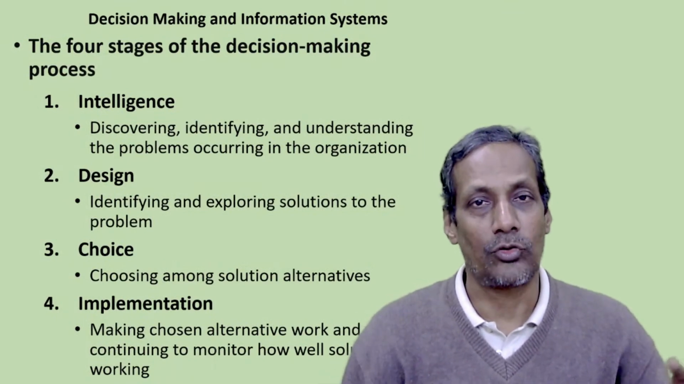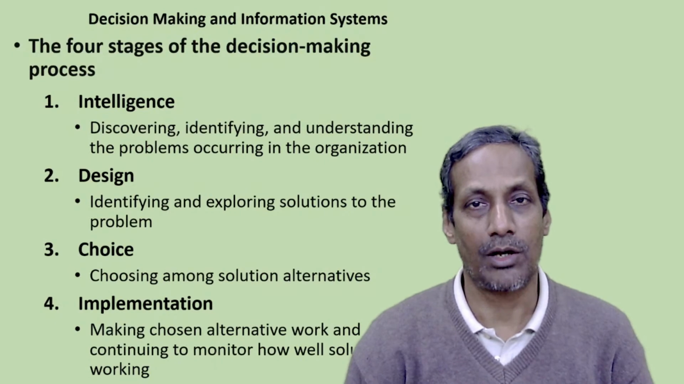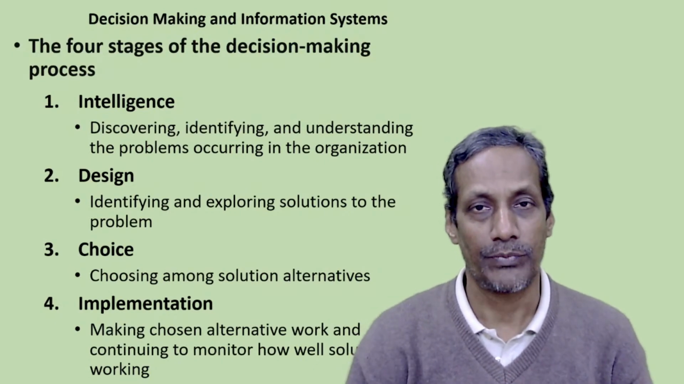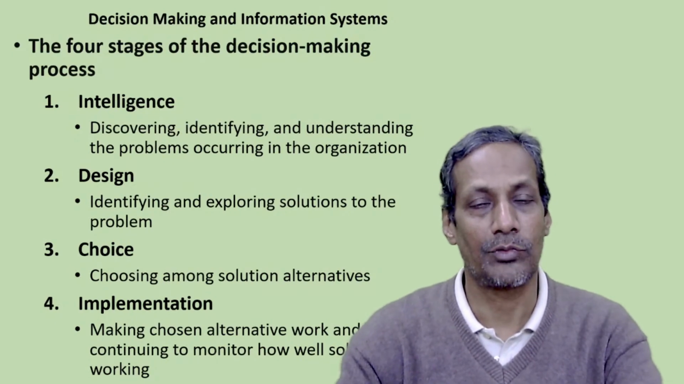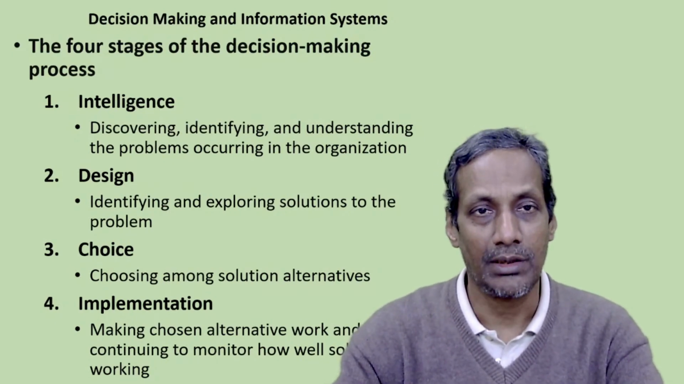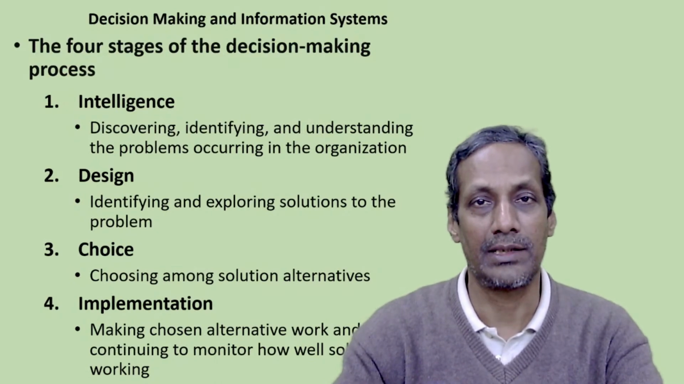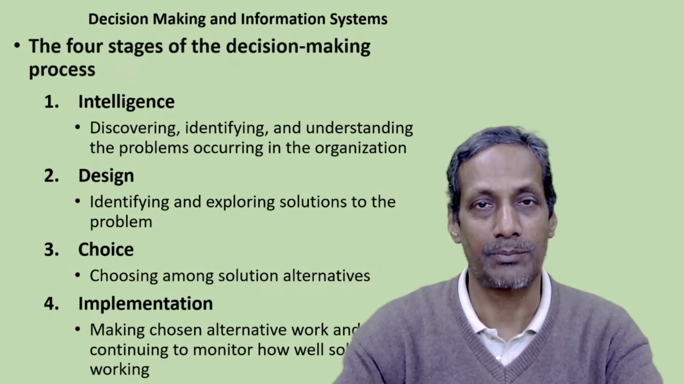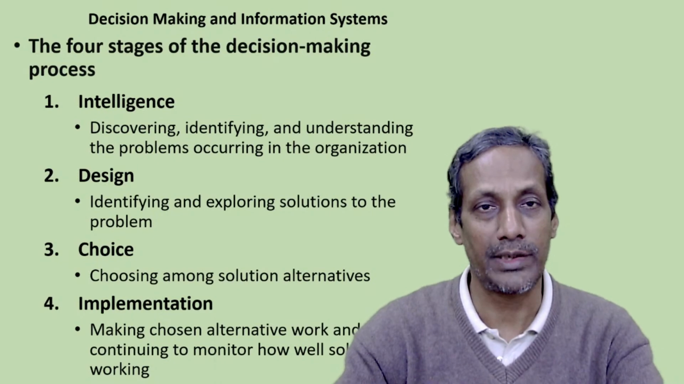Decision making, as I told you in the beginning, is a process. It's a series of steps or phases that you need to go through as a manager. The four stages of the decision making process were devised by Herbert Simon, an economist, who said that decision making is not a single step process. It is a series of steps that you have to go through. What are those phases?